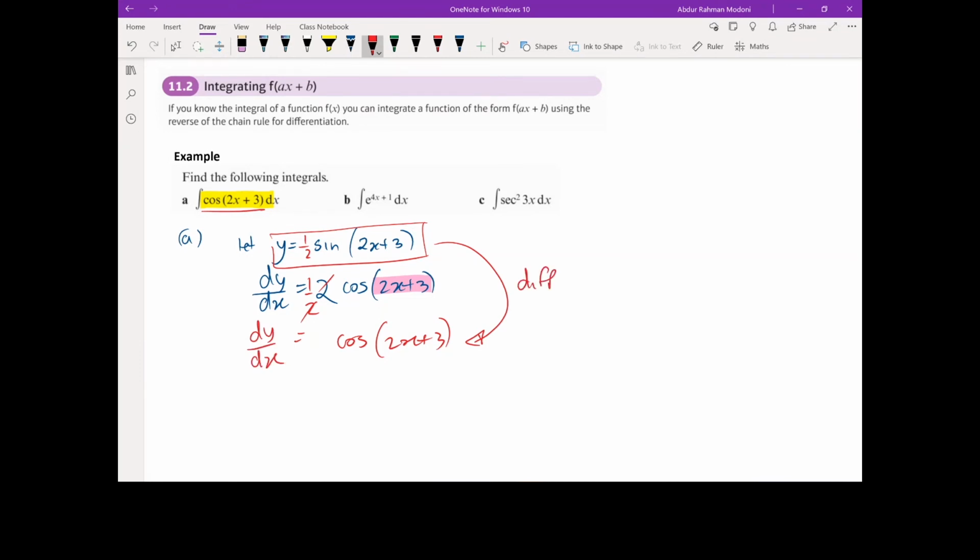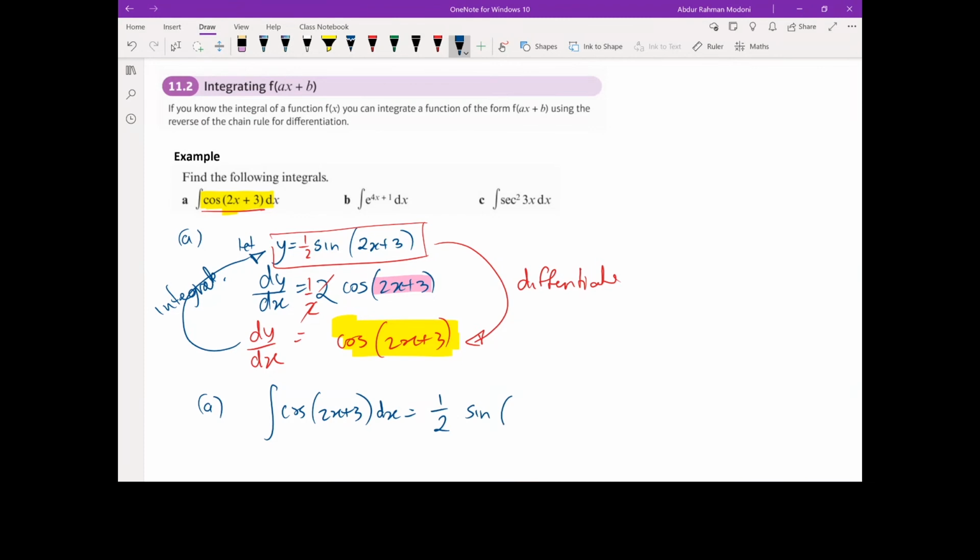If we differentiate to get to this, what we get to is exactly the same as what we were trying to integrate. Then we know that since integration is the reverse of differentiation, if we integrate this, we should get back to that. So the question was, what is the integral of cos(2x + 3)? Well, we can say the integral of cos(2x + 3) dx is equal to a half sin(2x + 3). And that we did by considering the reverse of the chain rule.